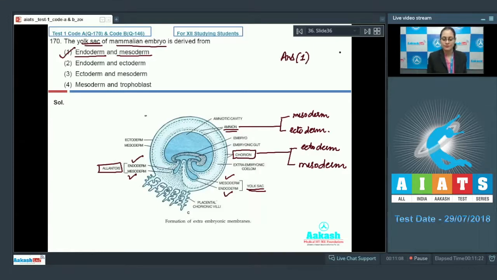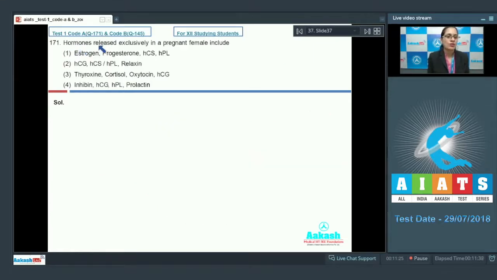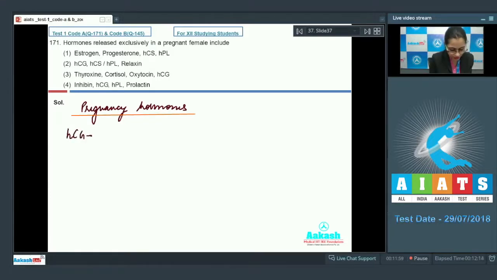Let's proceed to the next question. Question number 171. Hormones released exclusively in a pregnant female include. So we have to find out which option consists of hormones which are released only during pregnancy. And the hormones which are released only during pregnancy are HCG, that is human chorionic gonadotropin.